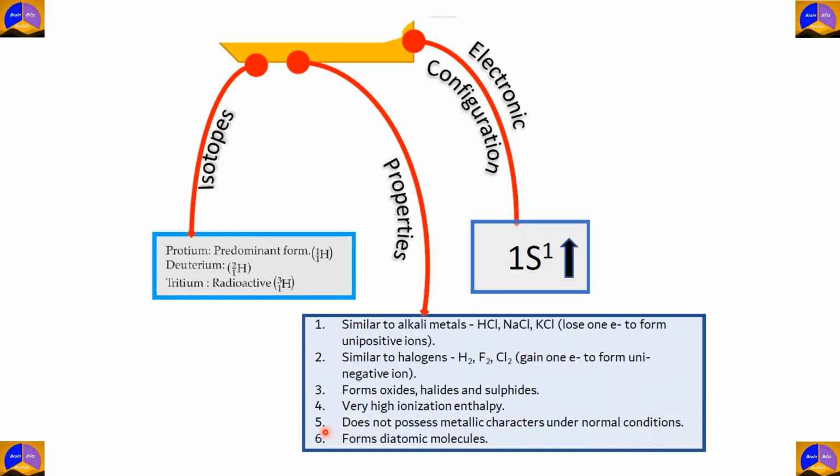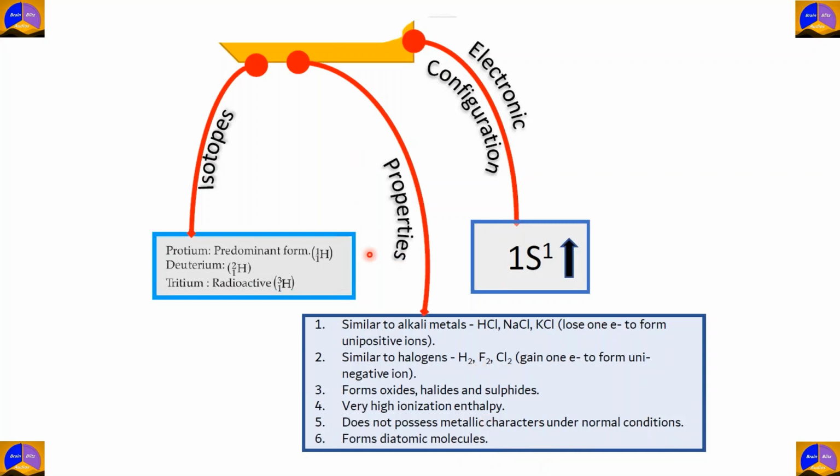The fifth point here says that hydrogen does not possess metallic characters under normal conditions, because in normal conditions, hydrogen exists as dihydrogen, or H2, which is more similar to halogens, which are nonmetals. The sixth point here states that hydrogen forms diatomic molecules. Examples for diatomic molecules are sodium hydride, or NaH, and hydrochloric acid, or HCl. These only contain two atoms, therefore they are known as diatomic molecules.